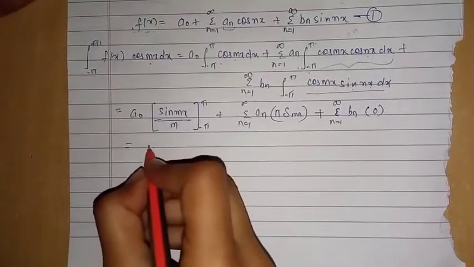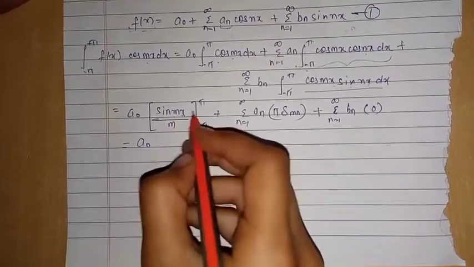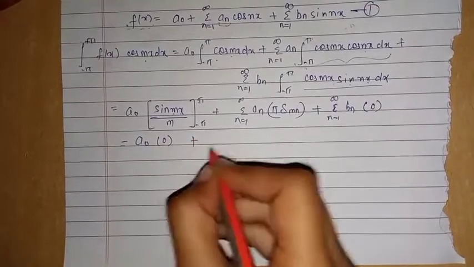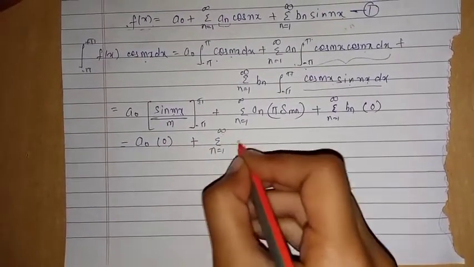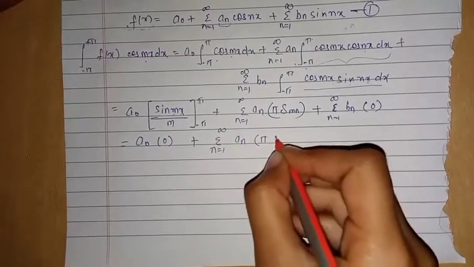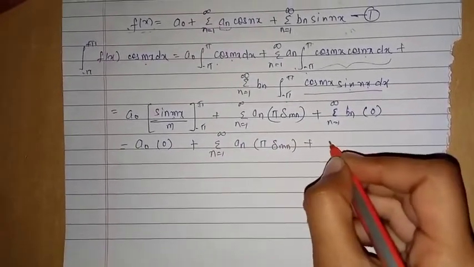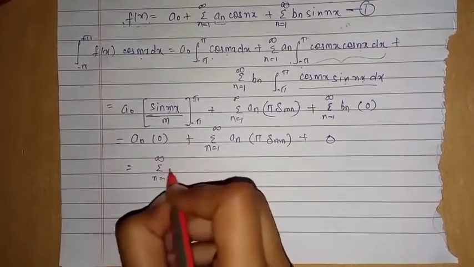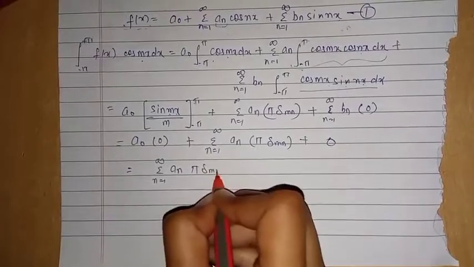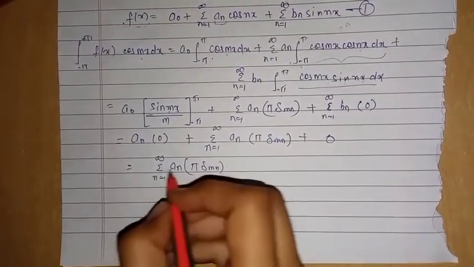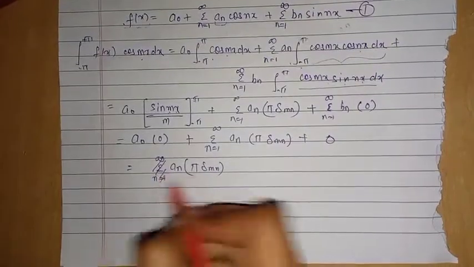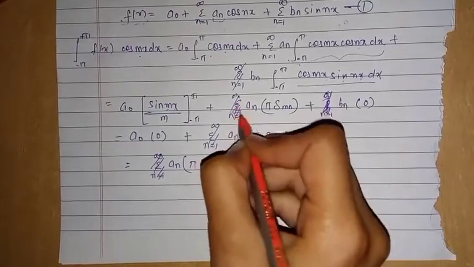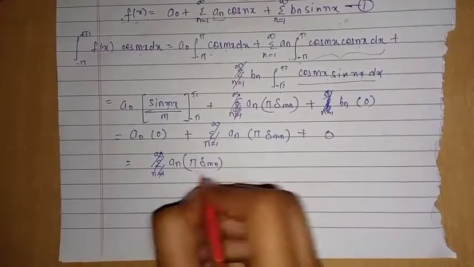So a naught sin mx, sin pi is equal to 0, so this term will be equal to 0, plus summation n equal to 1 to infinity an pi delta mn, plus this term is also 0. So we are left with summation n equal to 1 to infinity an pi delta mn. Since there is integration, we will cancel this summation from here. We have used integration, so this summation will get cancelled.